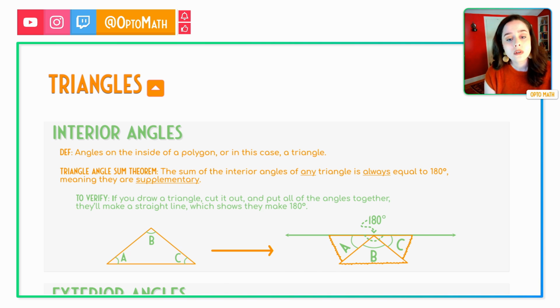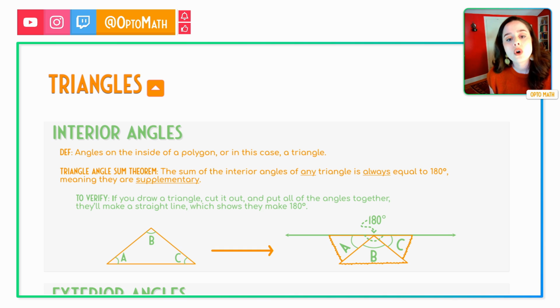This is true for any triangle. So you could just draw a triangle at home, cut it out, cut out the angles, put them together, and you'll see that it's a straight line. So let's look at our definition here, and I've also drawn out a picture here on the notes to represent what we just did. So angles on the inside of a polygon, in this case a triangle, that's the definition of our interior angles.